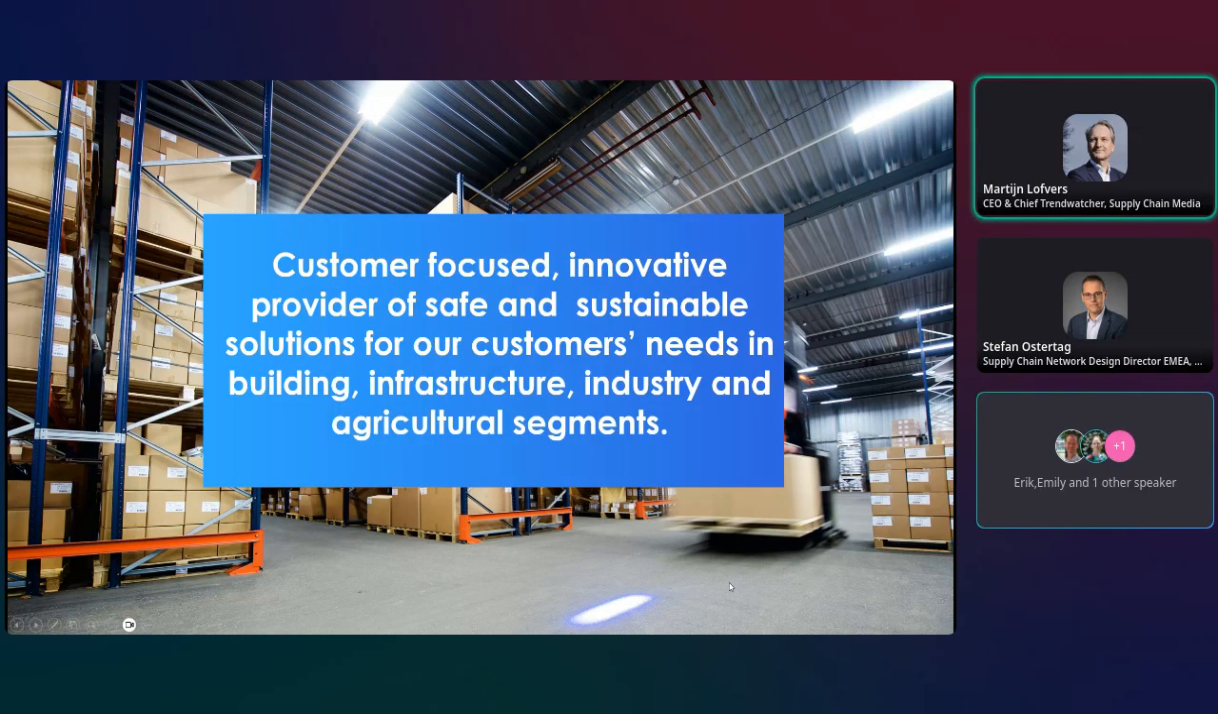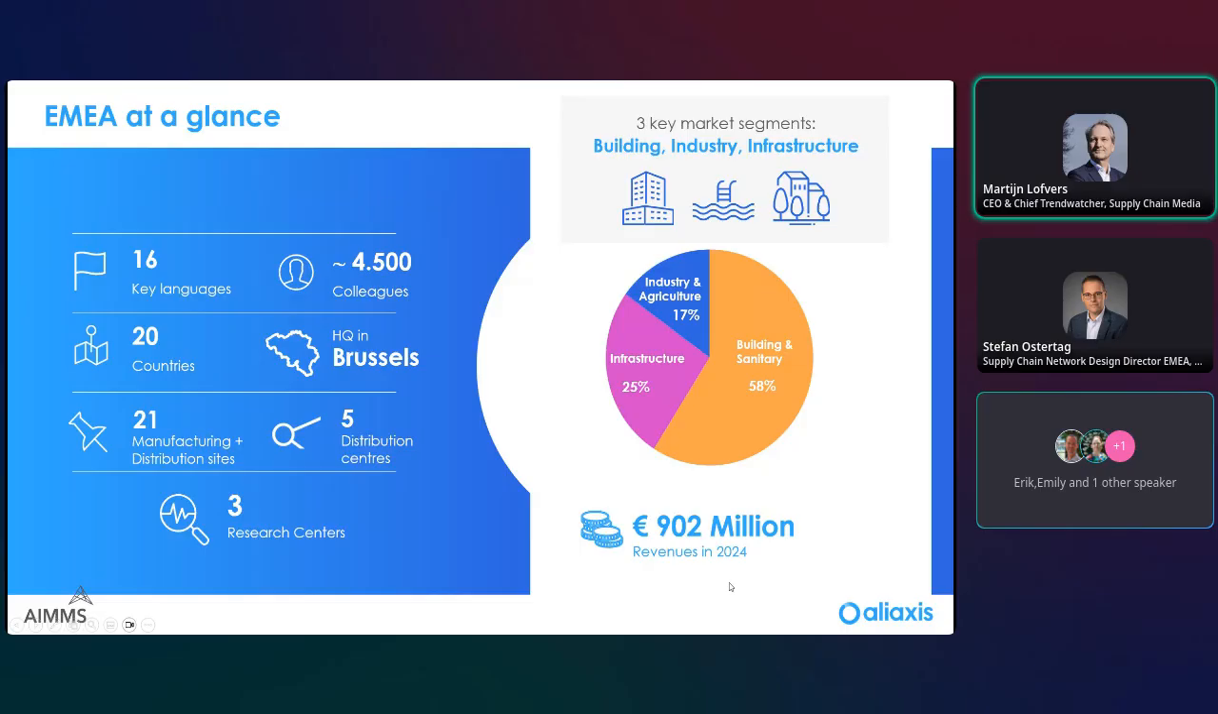All right. Maybe a bit more about some data and figures about Aliaxis. Exactly. Thanks, Martijn. Aliaxis is a company operating worldwide with 16,000 people. Our biggest sector in terms of people is EMEA, where, as you can see here, we have 4,500 colleagues. We speak more than 16 languages and are present in more than 20 countries. Our headquarters is in Brussels, and you will see that in a second on the next slide.